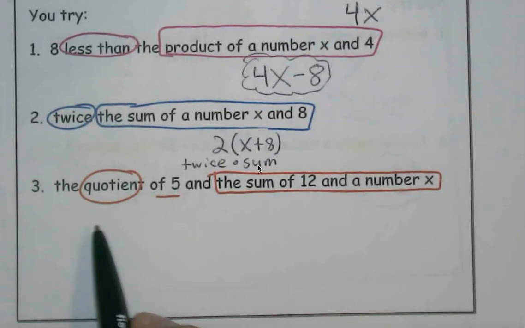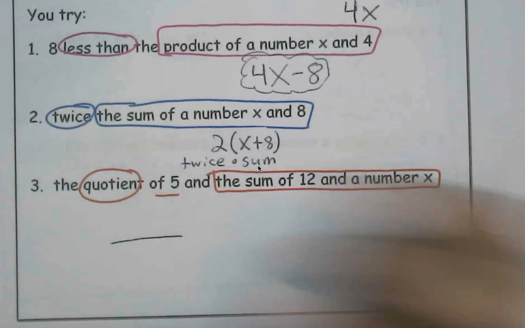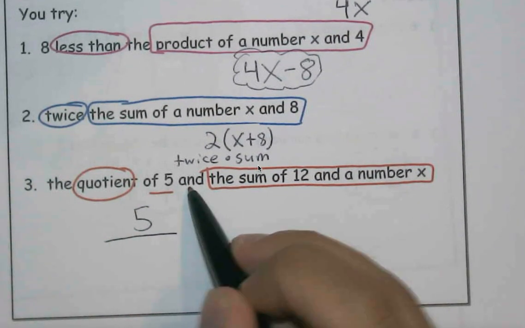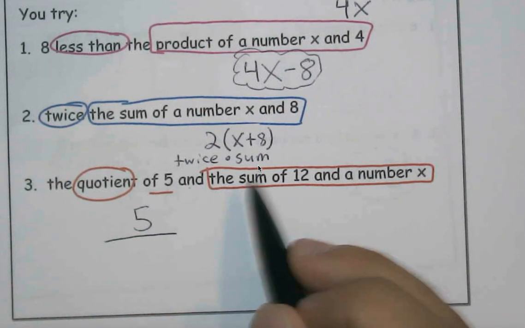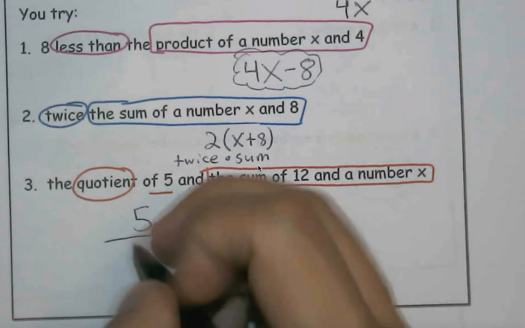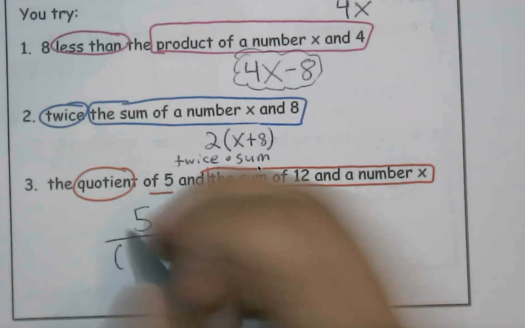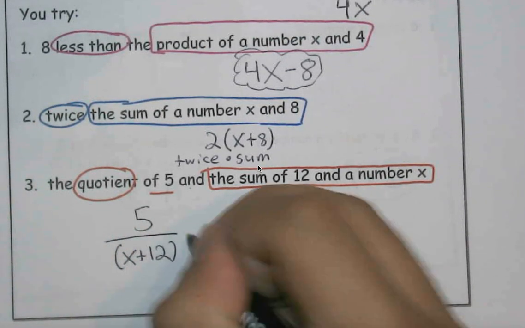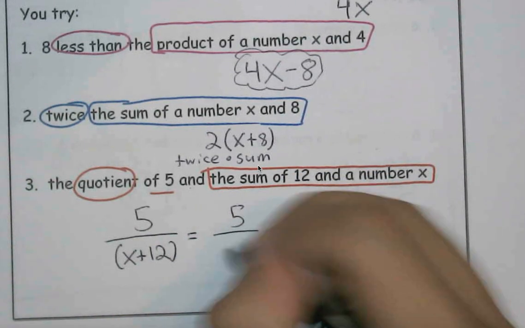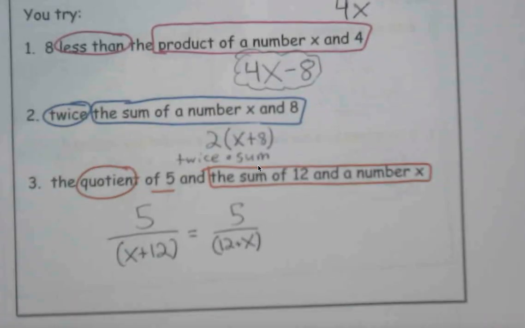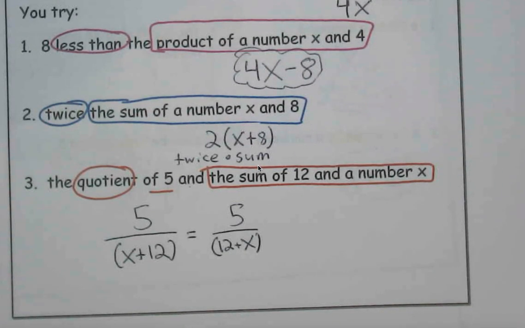For 3, we have a quotient, so it's the quotient of 5, and pretty much implies that this is talking about the bottom part, the denominator. So where this is the sum of 12 and a number x, so sum implies adding. You can write it as x plus 12 or 12 plus x. You got some options there. We're good on that.